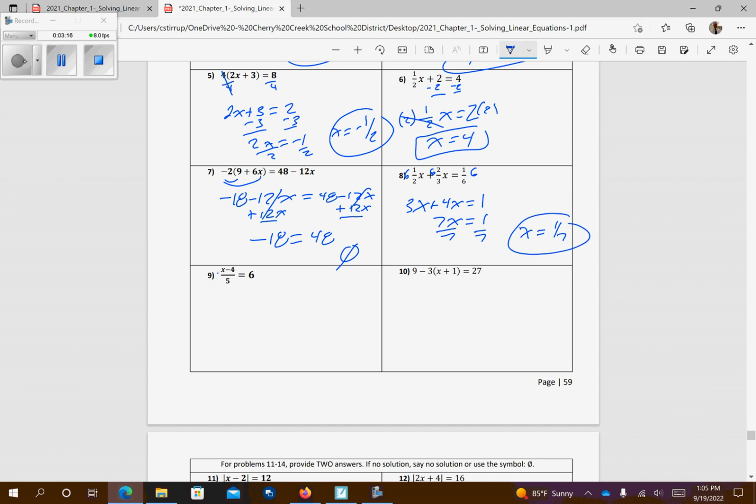Problem number 9, we're going to multiply both sides by 5. Those cancel. Add 4 to both sides. So x is equal to 34.